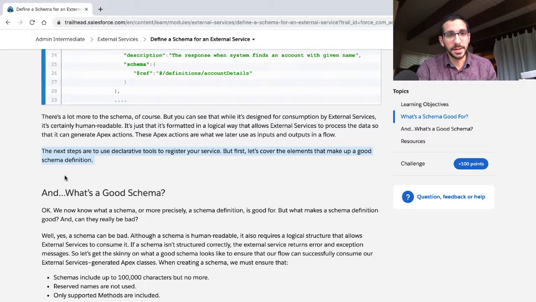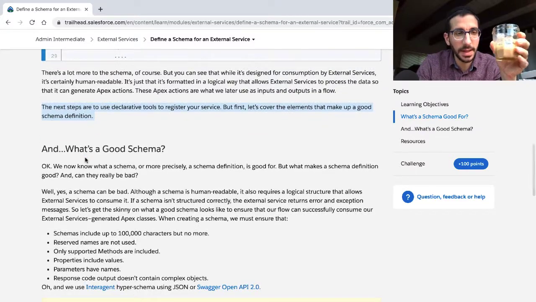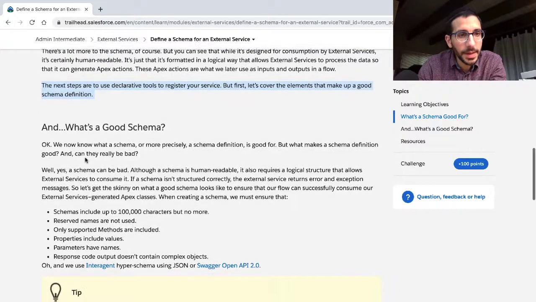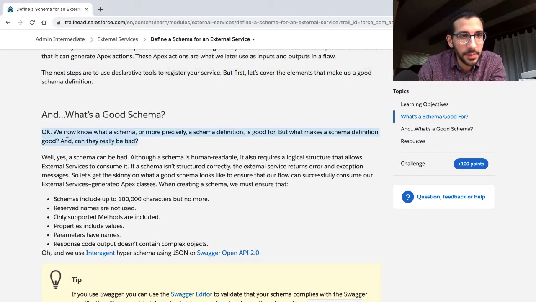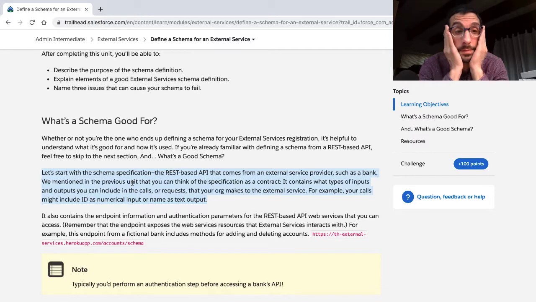The next steps are used to declarative tools to register your service, but first let's cover the elements that make up a good schema definition. And what's a good schema? Okay, now we know what a schema, or more precisely, a schema definition, is good for. I don't know what a schema definition is good for.